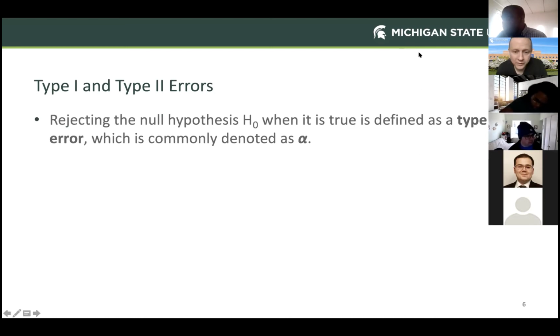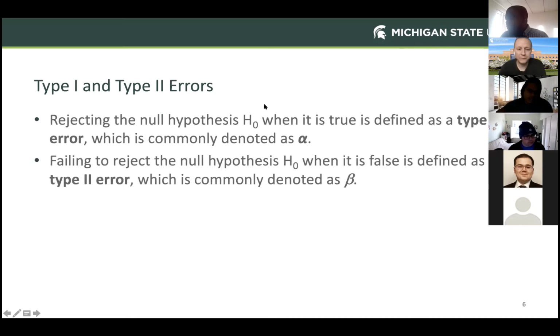That's one of the two general types of mistakes we can make. The other is a type 2 error. Can anybody recall what a type 2 error represents? Failing to reject null when it's false. Right. So in this case, we're failing to reject the null when that null is actually false. In that case, we'll refer to that as a type 2 error. We'll denote that as beta.